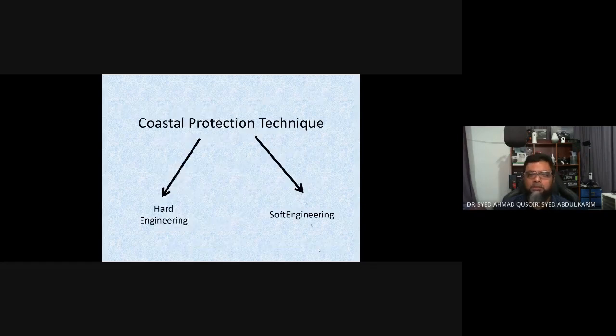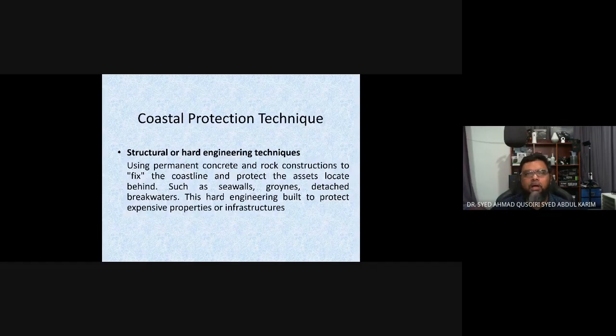Next, the coastal protection techniques. There are two types, hard engineering and soft engineering. Most of what we'll be covering today is hard engineering. Structure or hard engineering techniques involve the use of permanent concrete and rock constructions to fix the coastline and protect the assets located behind. So we have a predetermined coastline where we place this concrete and rock construction.